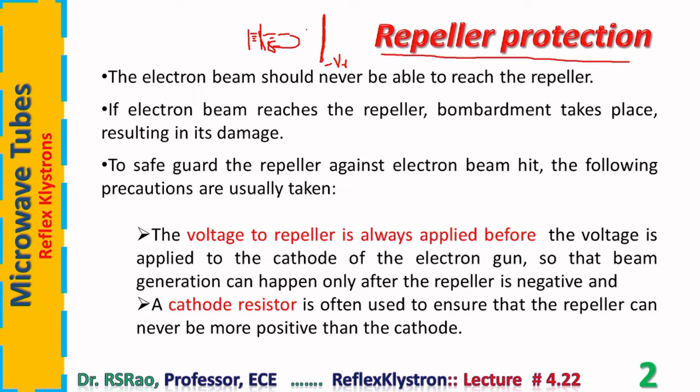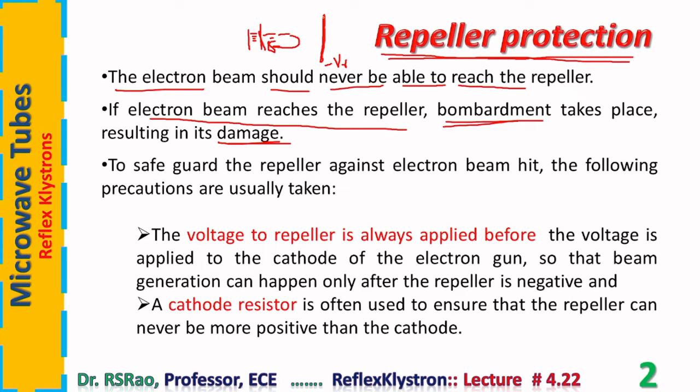To see that electrons are not able to reach the repeller plate, certain measures are adopted in the design and functioning of the device. All those aspects we discuss under repeller protection. The electron beam should never be able to reach the repeller. If the beam reaches the repeller, bombardment of the repeller takes place, resulting in its damage. The purpose of the repeller plate is to create a field opposing the motion of electrons. Its purpose is not to accept electrons or to get bombarded by the electrons.